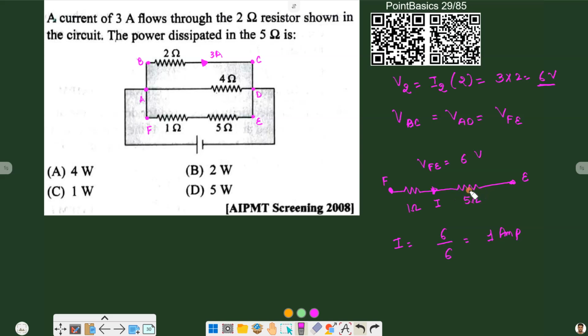And if a current of 1 ampere is flowing and both are in series, in series we use power equal to I square times R. The value of I is 1, squared, and R is 5 because we have to solve for the 5 ohm. So it will be 5 watts. Option D will be the right answer.